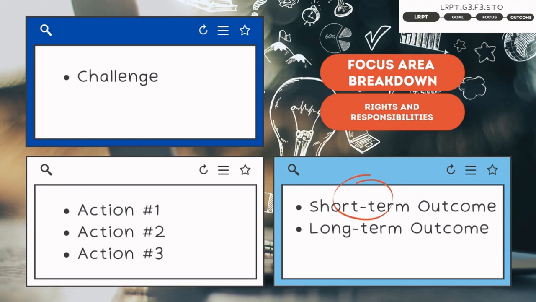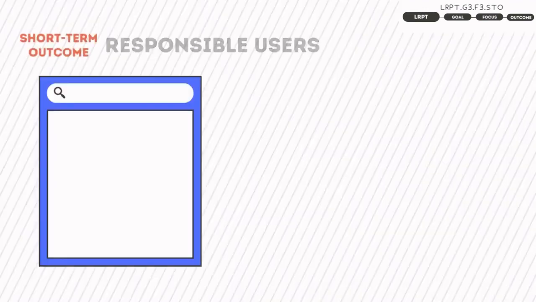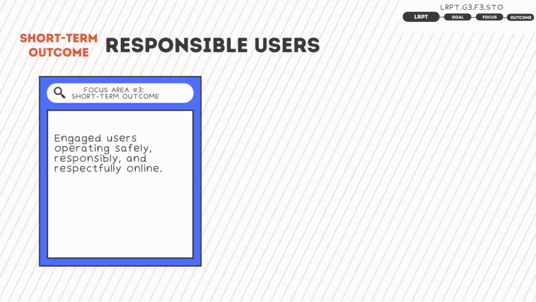Now that we understand the challenge and have some actionable ideas, let's look at outcomes. The short-term outcome of focusing on rights and responsibilities for digital citizenship is engaged users operating safely, responsibly, and respectfully online. This type of learning environment allows students and staff to build understanding of their digital rights and responsibilities in a safe space.